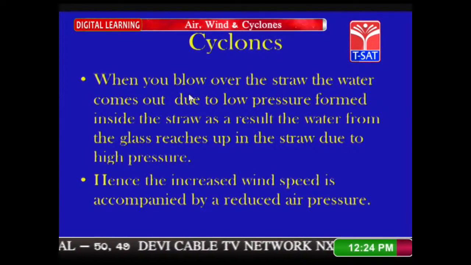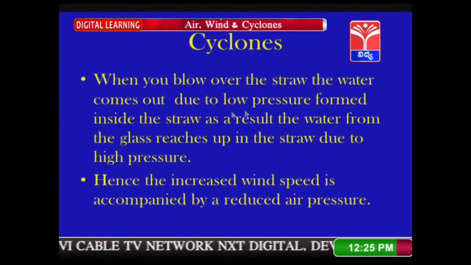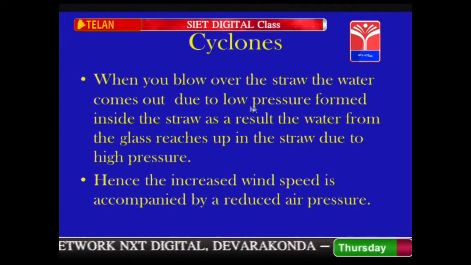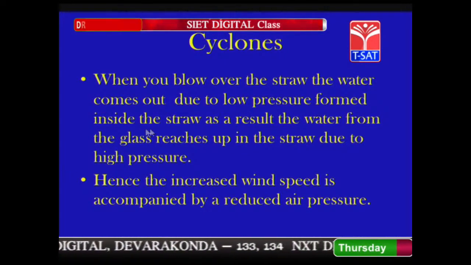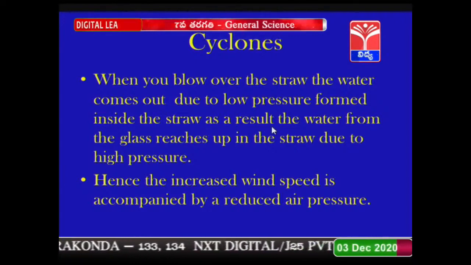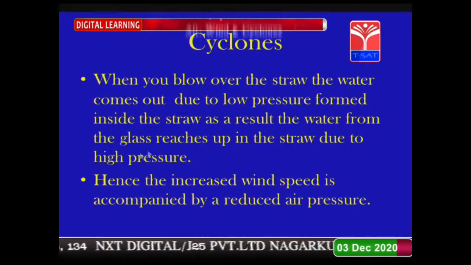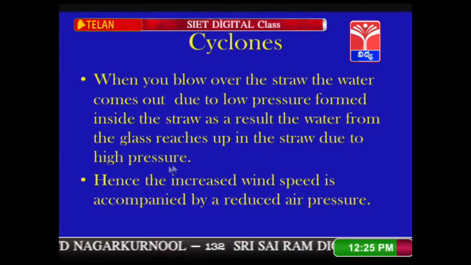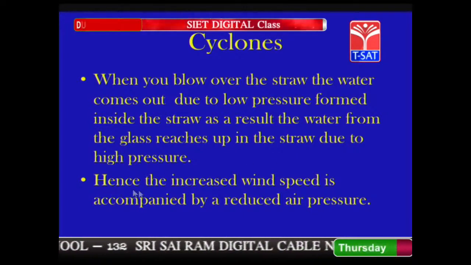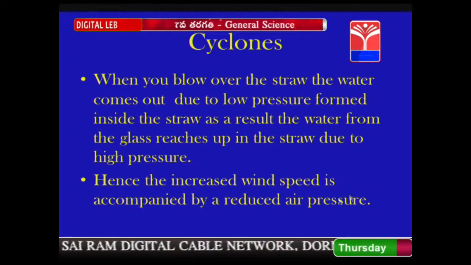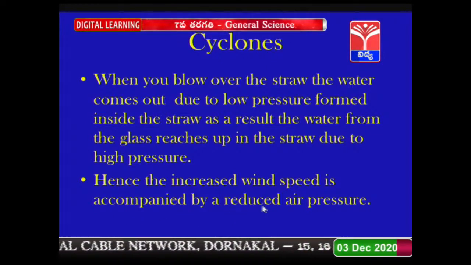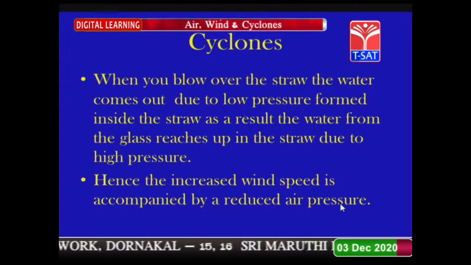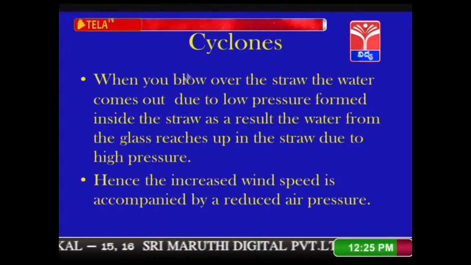When you blow over the straw, the water comes out due to low pressure formed inside the straw. As a result, the water from the glass reaches up in the straw due to high pressure. Hence, the increased wind speed is accompanied by a reduced air pressure, which is nothing but cyclones. So, am I clear with the concept, children?